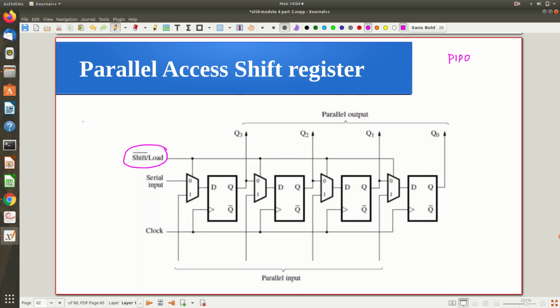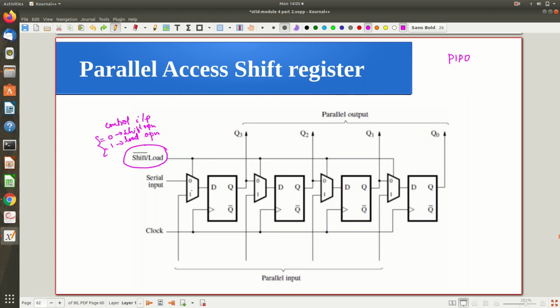So here, by default, what does it mean? This is our control input, so that will control the operation. If this is equal to 0, that means shift operation, and if this is equal to 1, it means load operation. That is the meaning of this particular thing. You got the idea, right? So this is our control input.